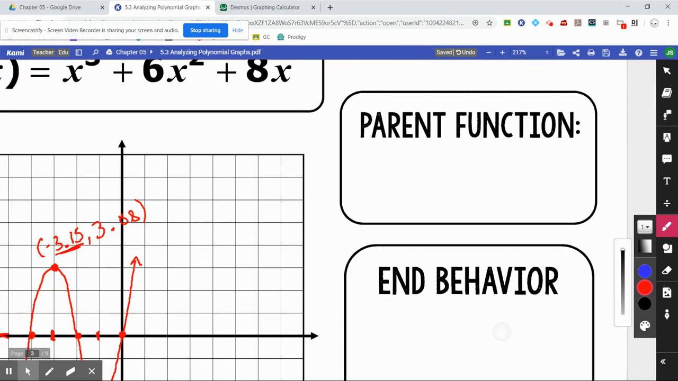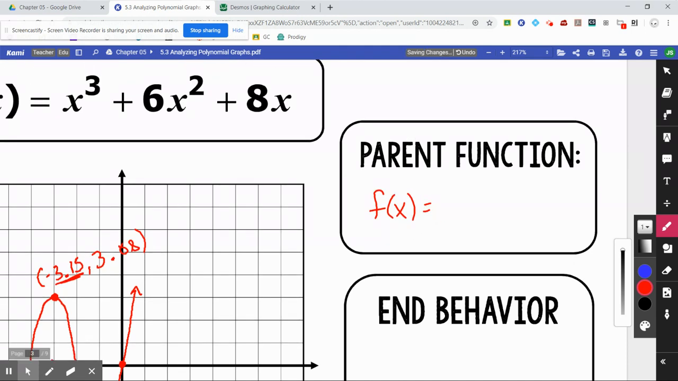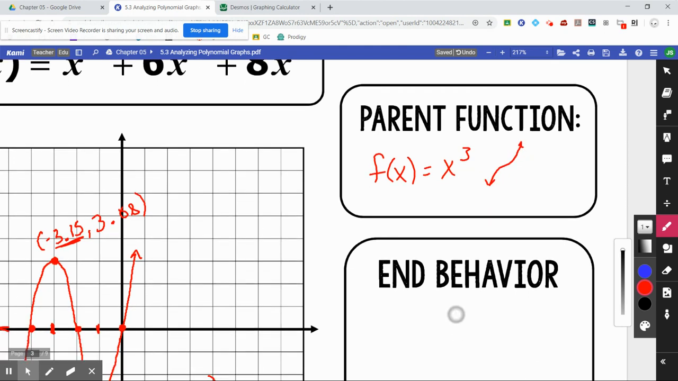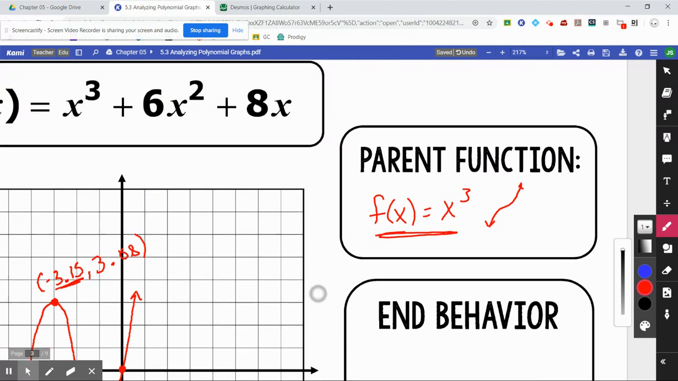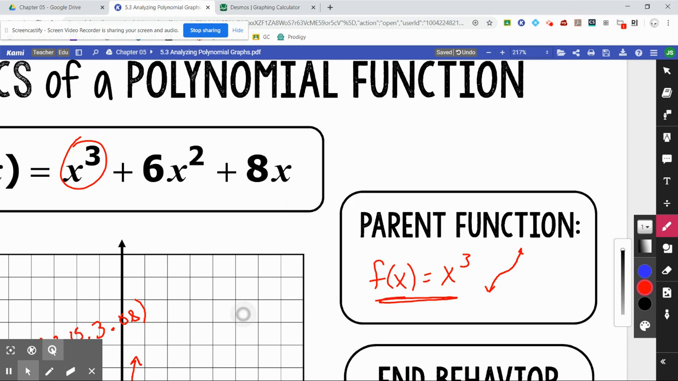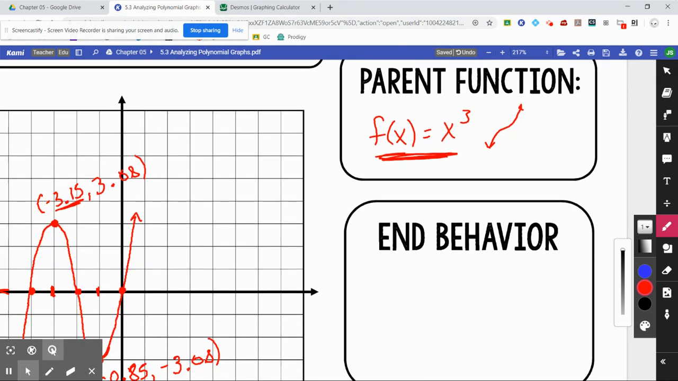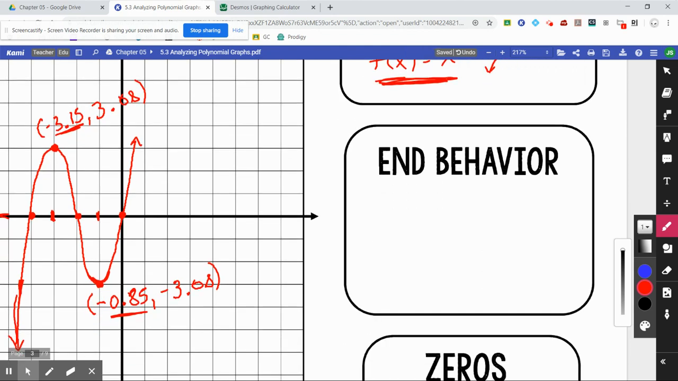The parent function of this is f of x equals, take away all the multiplications, the numbers and all that, and you're left with x to the third. And again, the general shape of that is this. Now the end behavior, why are we labeling the parent function? The end behavior of this graph, because it has this parent function, will be identical to the end behavior of this graph.